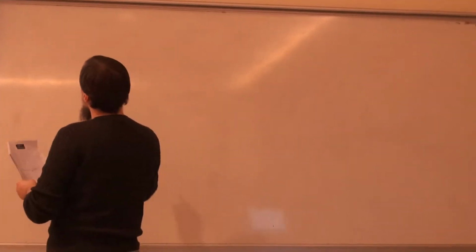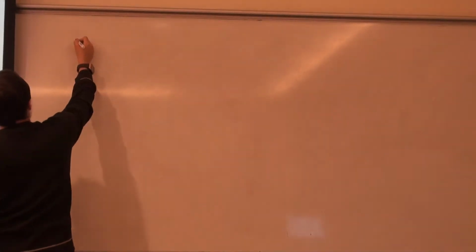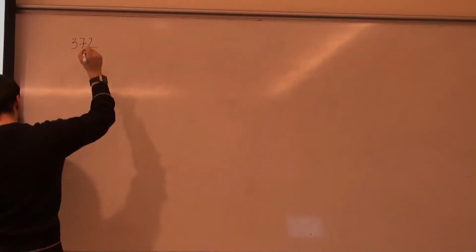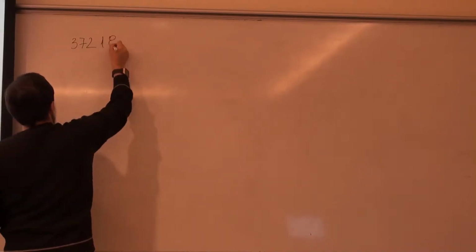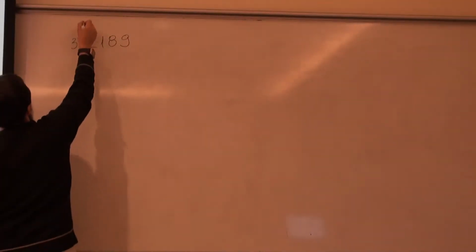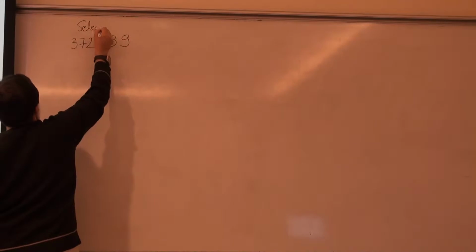Now we have the sequence 3, 7, 2, 1, 8, 9, and we are going to sort it with different algorithms. Let's start with the select sort. We already saw it, but let me write it again.